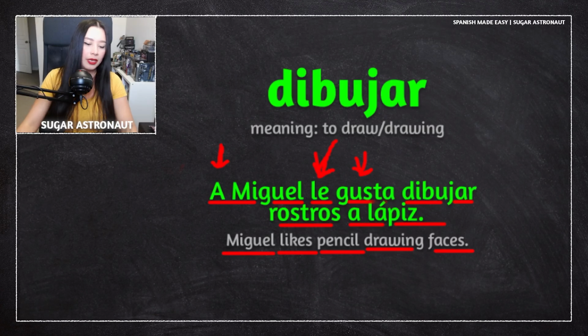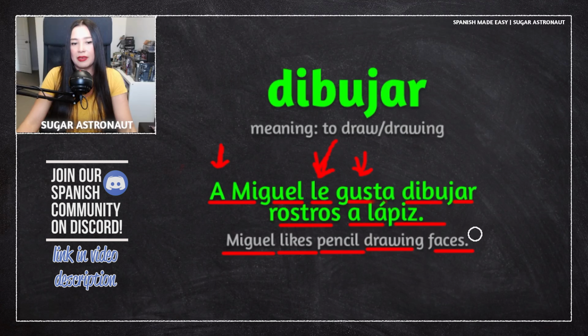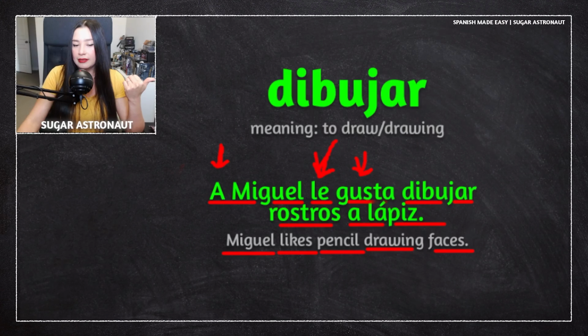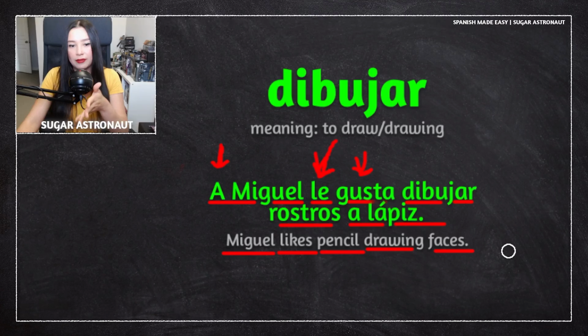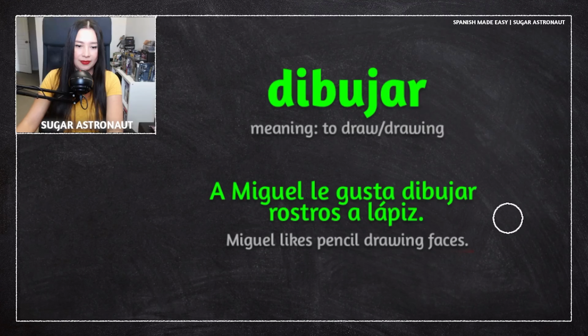That's the term. Okay, you don't have to say a lápiz, you can just say a Miguel le gusta dibujar rostros, and that's fine. That means Miguel likes drawing faces. But if you want to be more specific, usually you need the letter a and then whatever technique: a lápiz, a óleo. So that's oil painting, oil paints, and so on. Yeah, it can get really technical, but in general, dibujar means to draw or drawing. Okay.